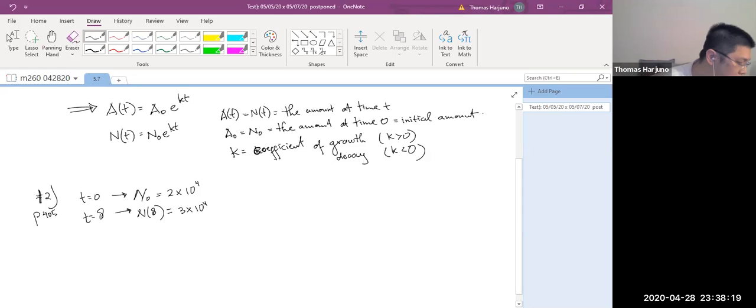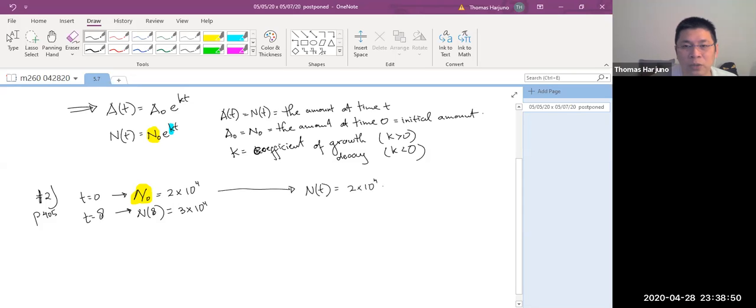Okay, now the question then, find the equation. For us to find the equation, we need to know the initial amount, which we already have, and then the coefficient of growth, which we don't have yet. Now, how do we do this? Well, from the first one there, we know that N(t) will be equal to 2 times 10 to the 4th e to the kt. Are you with me? That's our N0, the initial amount.